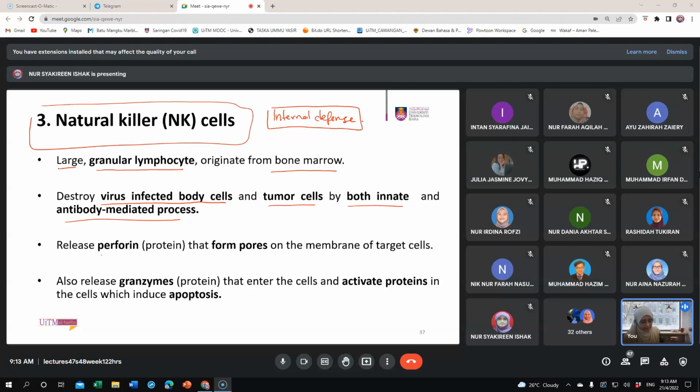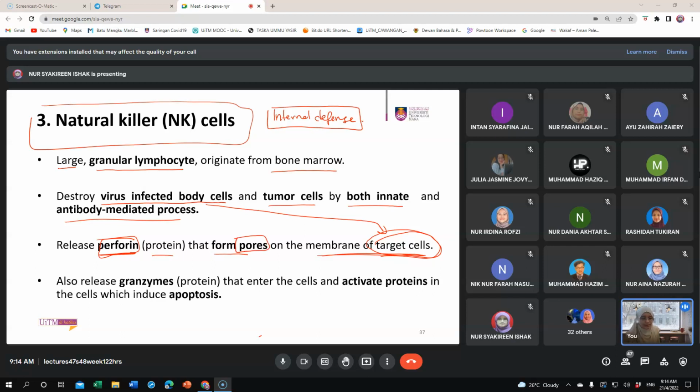The mechanism carried out by the NK is that it releases a chemical molecule, which we call perforin. Perforin is released by the NK cell. Perforin is a type of protein that forms pores on the membrane of the target cell. The target cell is the virus-infected body cell. So the perforin released by the natural killer cell is inserted into the plasma membrane of the virus-infected body cell to form pores.